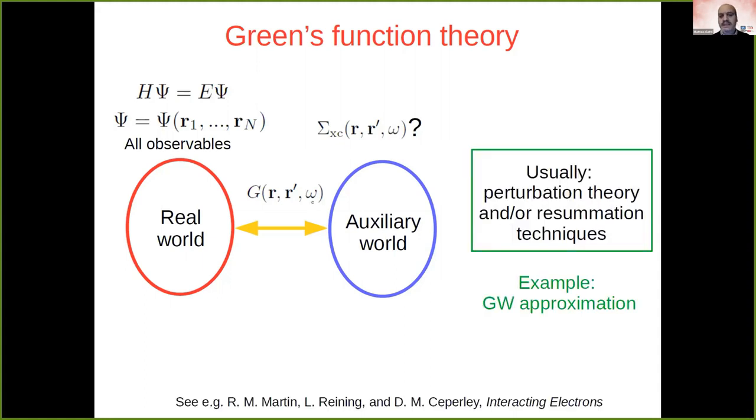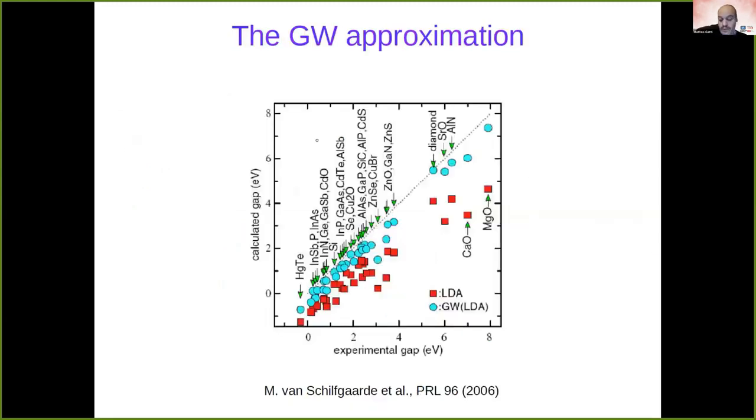The difference is that usually, in the case of Green's function theory, when we have to introduce approximations, we use perturbation theory and/or resummation techniques. For example, we use the GW approximation that is based on many-body perturbation theory to approximate the exchange and correlation part of the self-energy. This is very successful. This is the usual publicity slide where you see that the GW approximation of the self-energy is improving with respect to the LDA in the calculation of the band gaps.